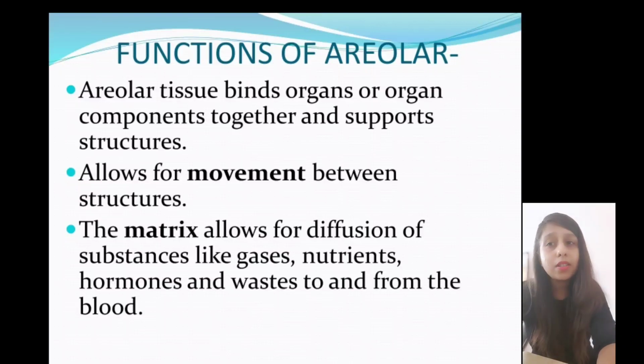Mainly, this tissue binds the organs or organ components together and supports the structures. It allows for movement between structures. We can perform any movement we want, and that is due to the presence of these tissues as well, not only bones, right? The matrix allows for diffusion of substances like gases, nutrients, hormones, and waste, and so many things, because the transfer of these nutrients and molecules is very important, right?